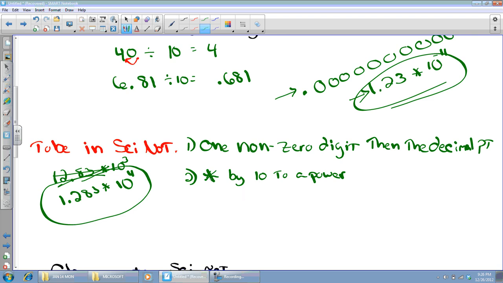All right, second of all, multiply by 10 to some power. You notice here I had 10 to the negative 11th, here I have 10 to the 4th. To be in scientific notation, you're going to have one non-zero digit, the decimal point. You might have some numbers after the decimal point, and then you're going to have multiplied by 10 to a power.